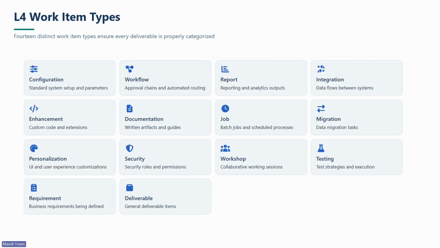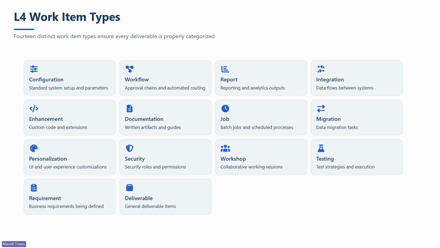Okay, there's a lot on this slide, and as I mentioned earlier, we'll deep dive in future Tech Talks into each of these work item types. But for now, here are the 14 distinct work item types we've got available. Each one ensures your deliverables are properly categorized with the right fields, governance, and reporting. I'll just walk through a few examples and what they mean in practice. Configuration, this is any standard system setup. The number of sequences, parameters, any screen that's available out of the box. If you can configure it without writing code, it's a configuration.